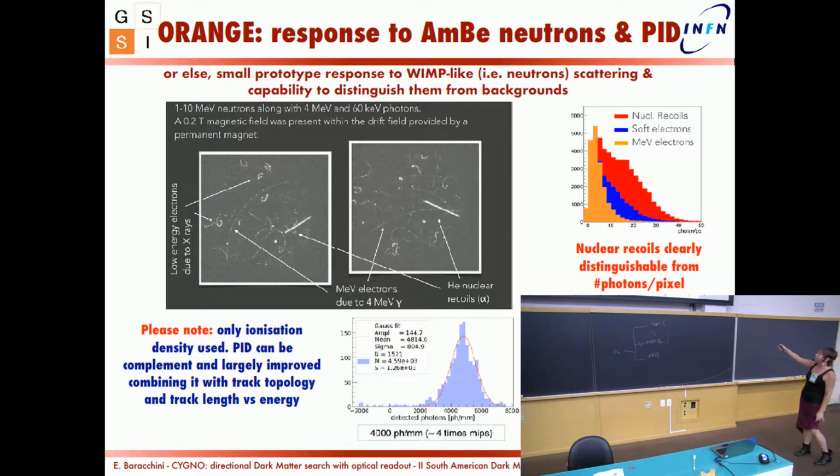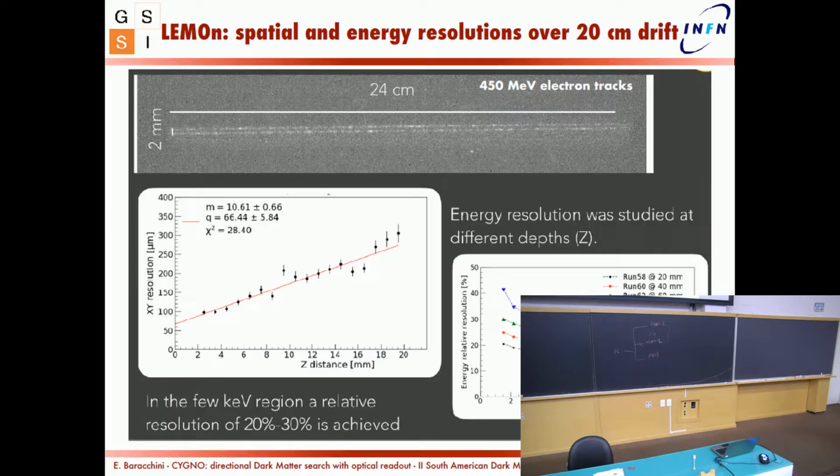We can very easily discriminate nuclear recoil from electron recoil, and this is an example of how the code recognizes the nuclear recoil with respect to the other kind of recoil. Again, this is a super simple analysis, because in order to do particle identification you can also use the track topology and in general the track length versus energy. Our capability of doing this will improve highly once we improve the analysis, of course. And of course, we also measure spatial and energy resolution. I talked about that. Okay, so now let's go to the big detector.